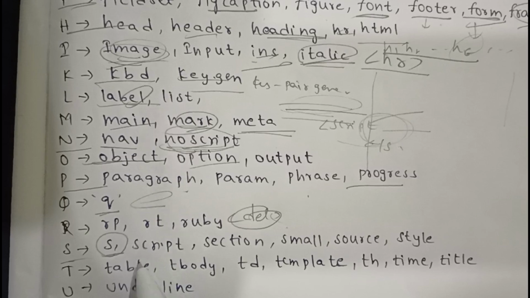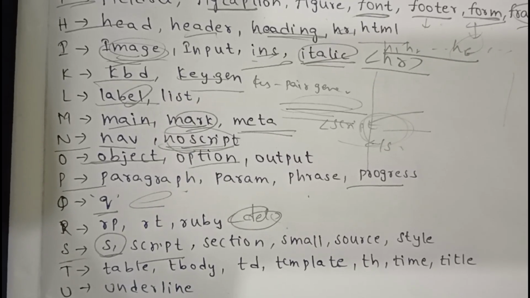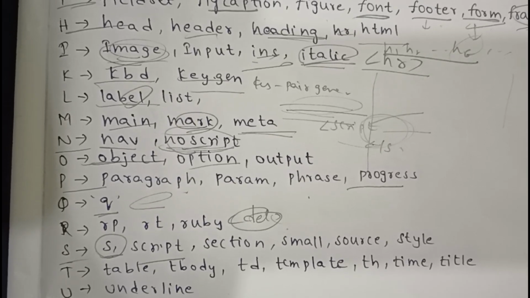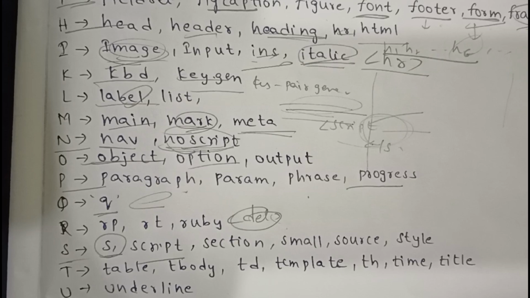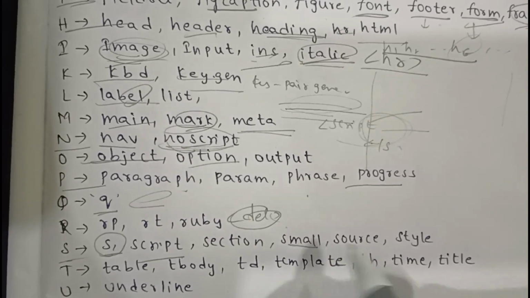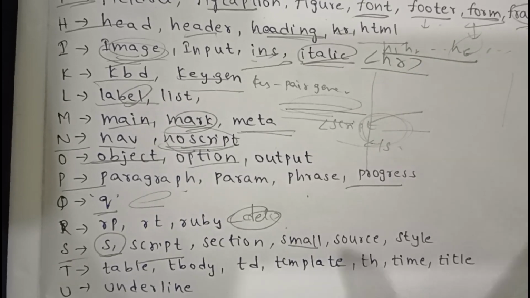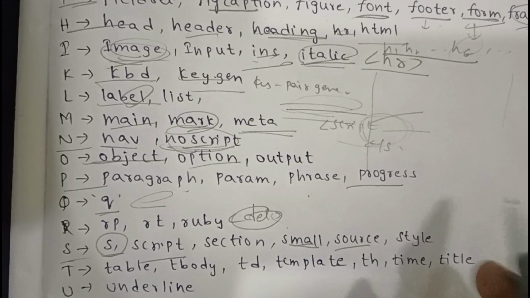So this is one. Next, script. What is script? Script is used to define the client-side script. Section. What does section mean? It defines a section of a document, such as chapters, headers, footers, or any other sections. Small. What does small mean? It is used to set small font sizes. It decreases or increases by 1 centimeter or x-large, etc. So this is the section.